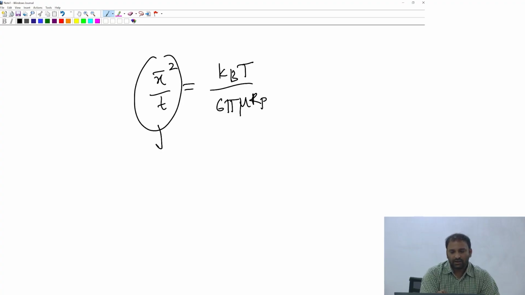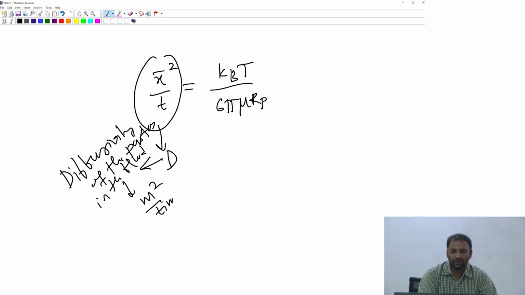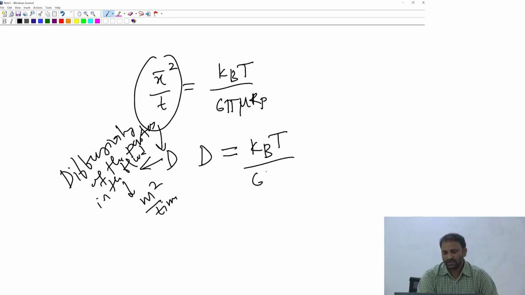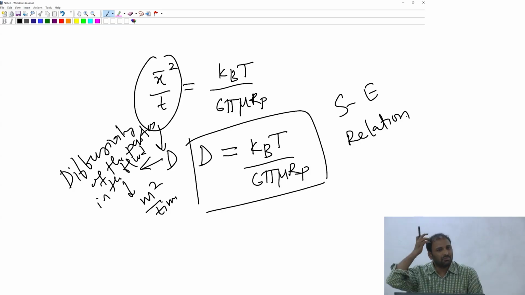And this is D, which is the diffusivity of the particles in the fluid, and it should have dimensions of meter squared per time, meter squared per second. Therefore, the diffusivity of the particle is equal to kBT divided by 6 pi mu times Rp. This is what is called the Stokes-Einstein relation. This is a simple argument for getting this equation, but there are other ways of doing this.